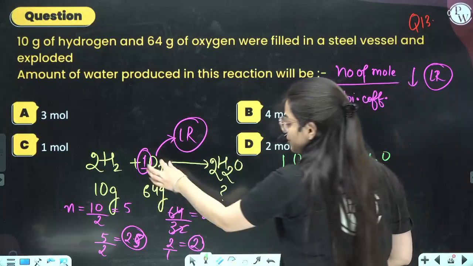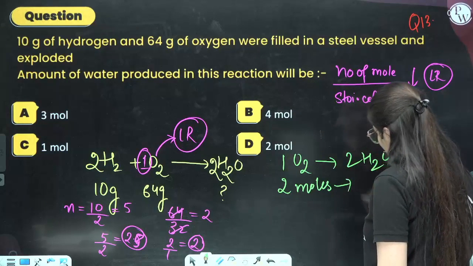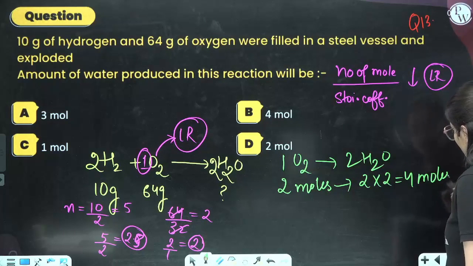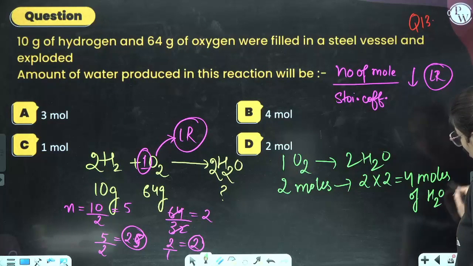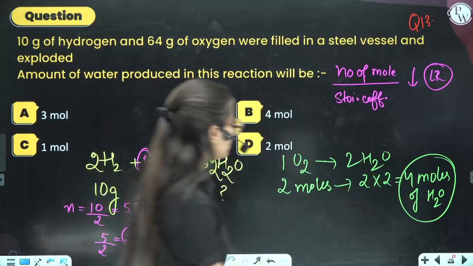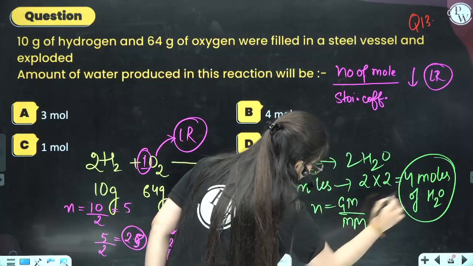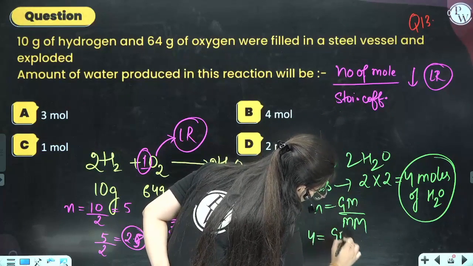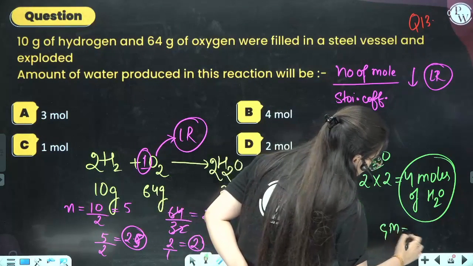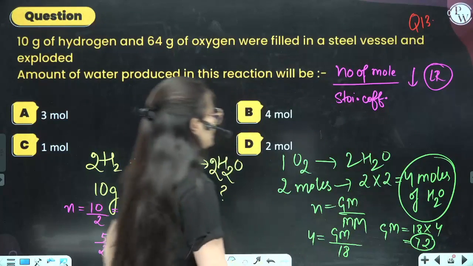Now, what is the number of moles we calculated? 2. So 2 moles of O2 will form how many moles of H2O? It will be 2 into 2, that means 4 moles of H2O will be produced. Yes? Yes, ma'am. Now what is the formula? Number of moles is equal to given mass upon molecular mass. Number of moles is 4, so given mass by molecular mass for water, again it is 18. So given mass comes out to be 18 into 4, that means 72 grams.